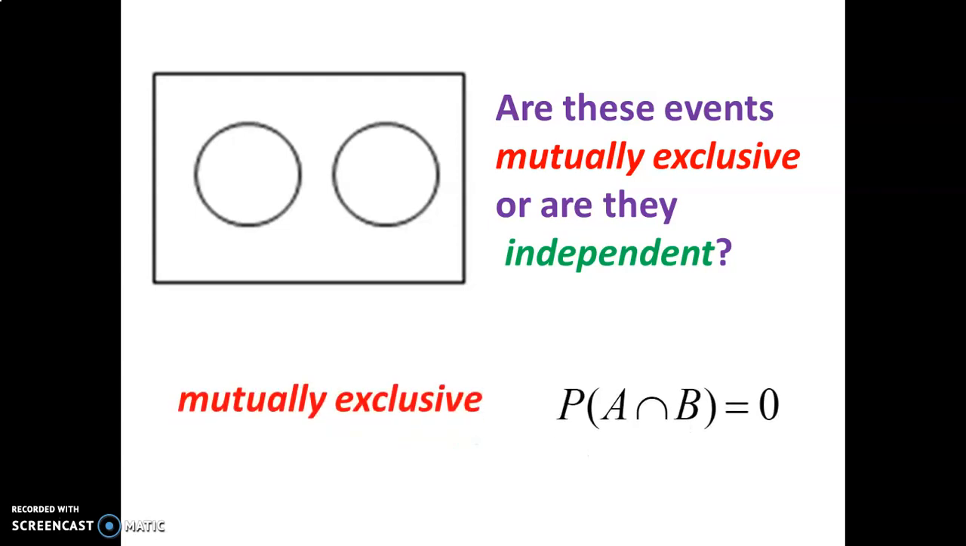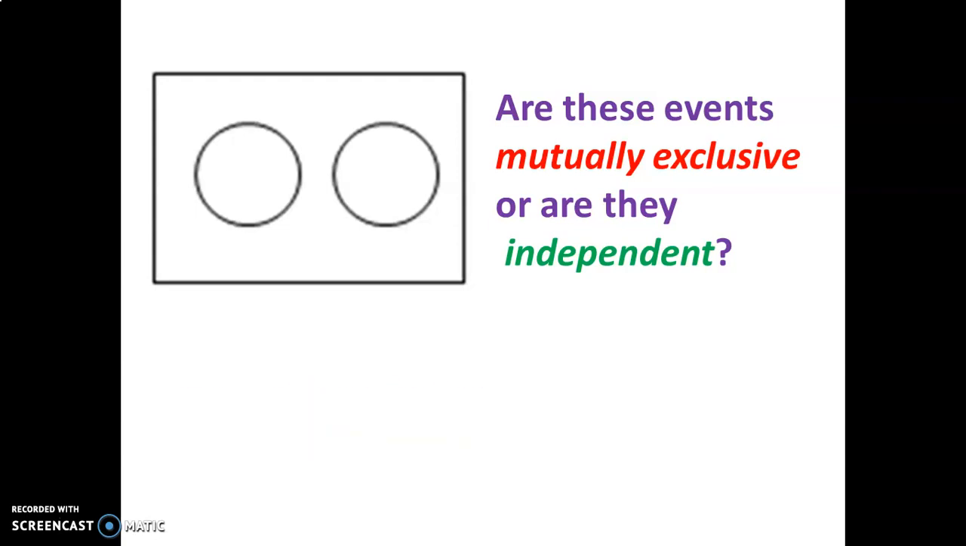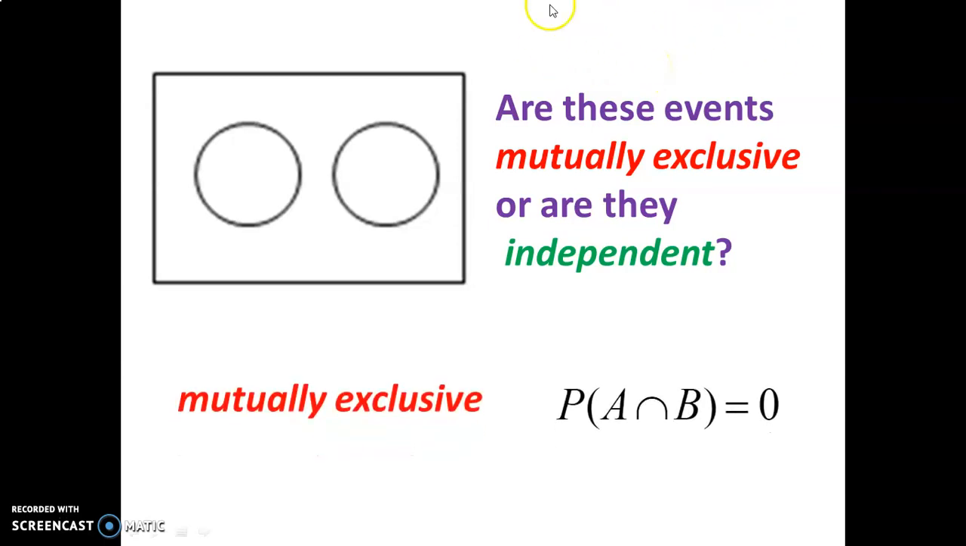The reason I asked this question is because this is a common mistake made by students. Many students see two circles in the Venn diagram that are separate from each other, and in the real world of language, these look like two things that are independent. They don't connect, they don't overlap. But in probability language, those are not independent events. These are mutually exclusive events.